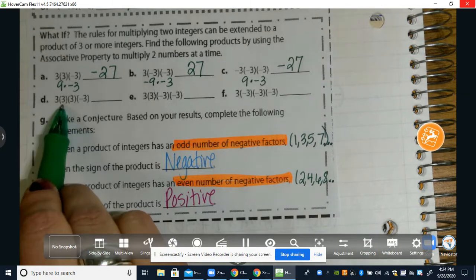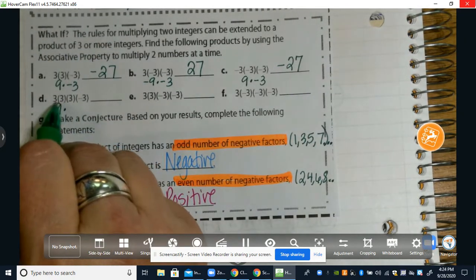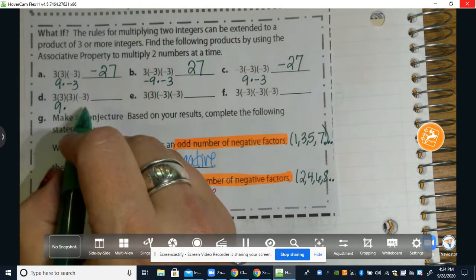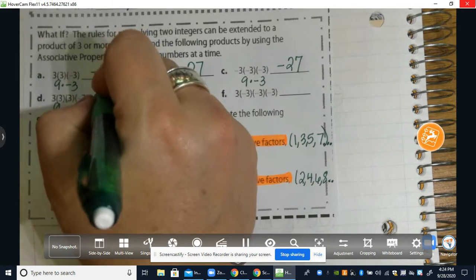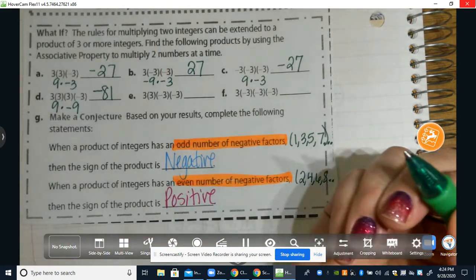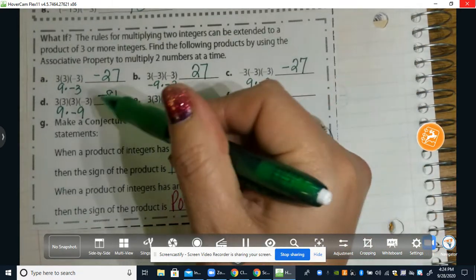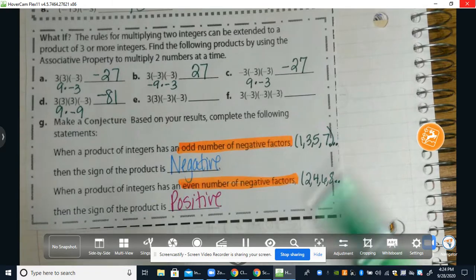So 3 times 3 gives me 9, and then I like to group them by 2s, like these 2 and then these 2. 3 times -3 gives me a negative 9. 9 times 9 is 81. A positive times a negative gives me a negative 81. So I had 1 negative. It's odd. The answer is negative.